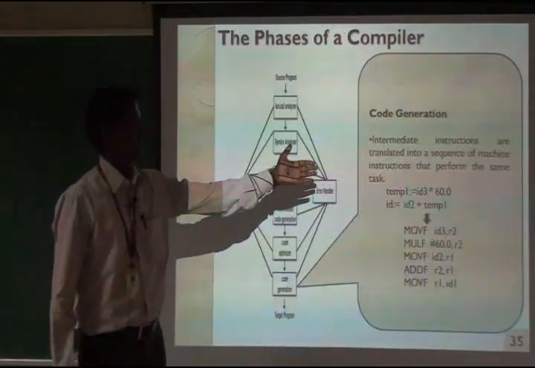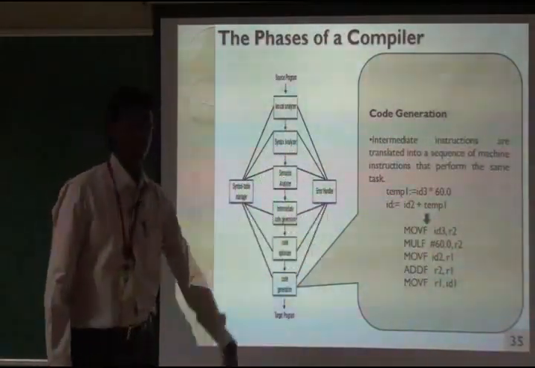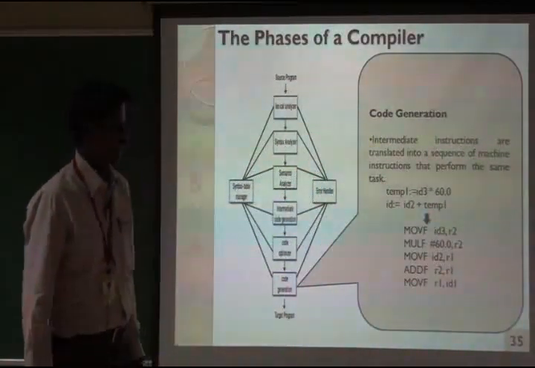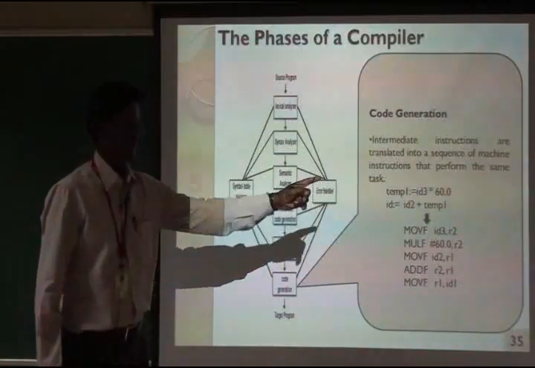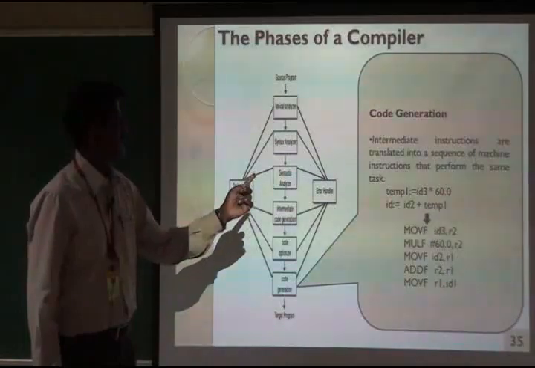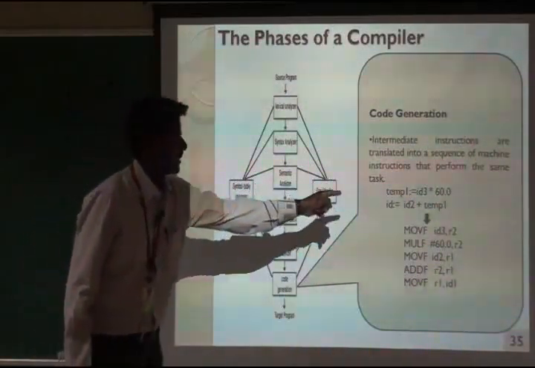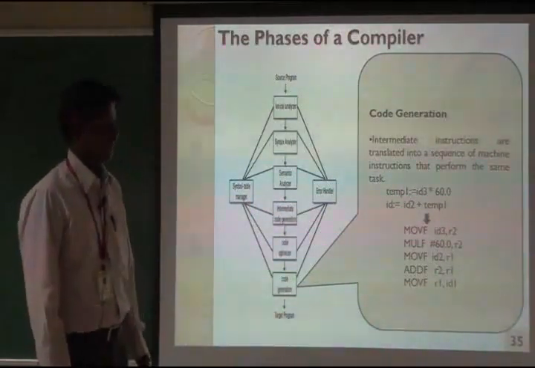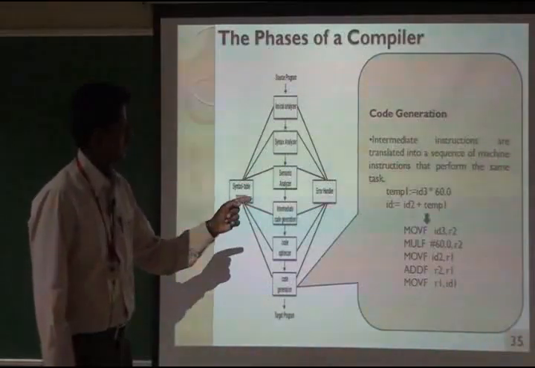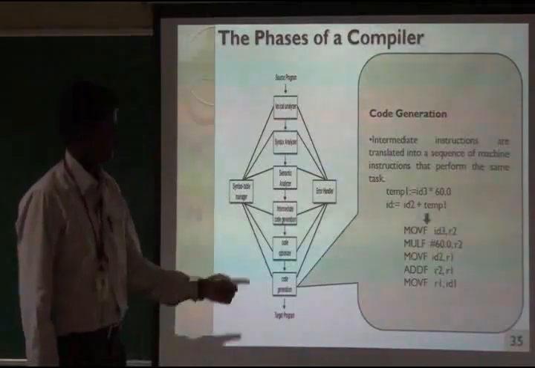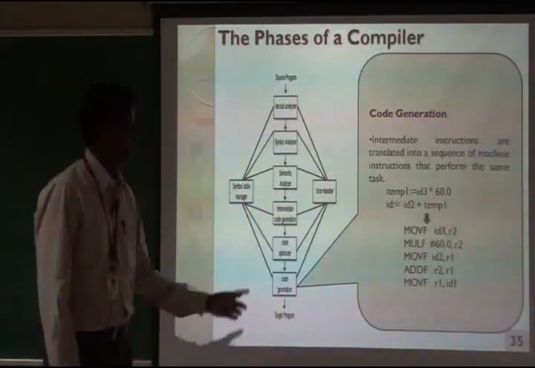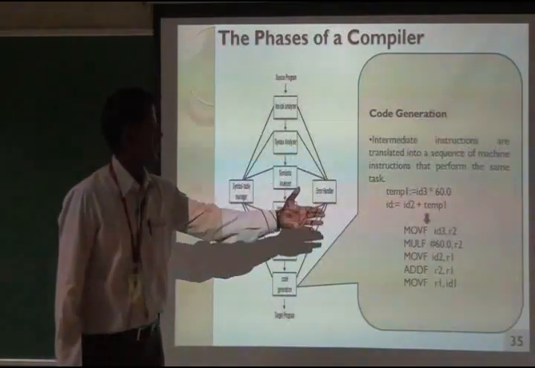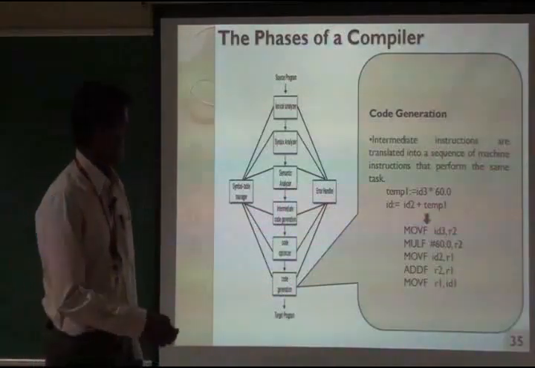As per our example, the optimized intermediate code may be converted to assembly code. Okay, so what are the operations? First we need to move ID3 to a register. Look at this, move ID3 to register 2. Then multiply register 2 with 60, mulf, multiplication of floating point numbers, a mnemonic code. Similarly, you move that value to register 1, that may be added to register 2, and finally the result may be moved to the destination ID.